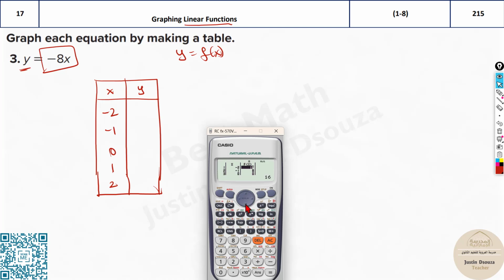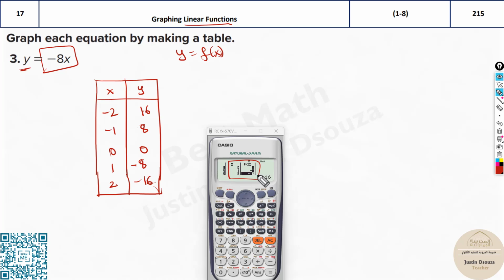You can see these are the y values. It's 16, 8, 0, minus 8, and minus 16. So when you substitute minus 2 instead of x, it'll be minus 2 times minus 8. That's positive 16. But I can easily get it from the table. Minus 1 over here will be positive 8. Anything multiplied by 0 is 0. 1 times minus 8 is minus 8, sorry, and minus 16. See this. If it's a complicated equation, you can easily get it in this table.